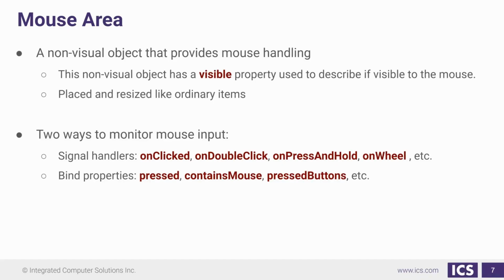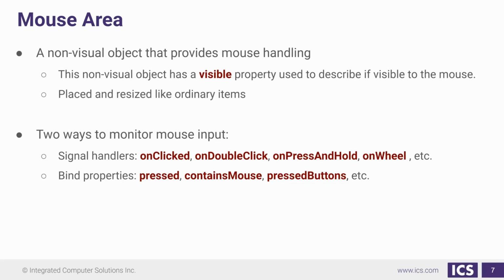Now, our first interaction that we're going to look at is going to be the mouse area, which is by far going to be the most common way that people are going to interact with your UI. The mouse area is equivalent to a single finger press, and it doesn't really have any visual representation, but it does have a visible property.